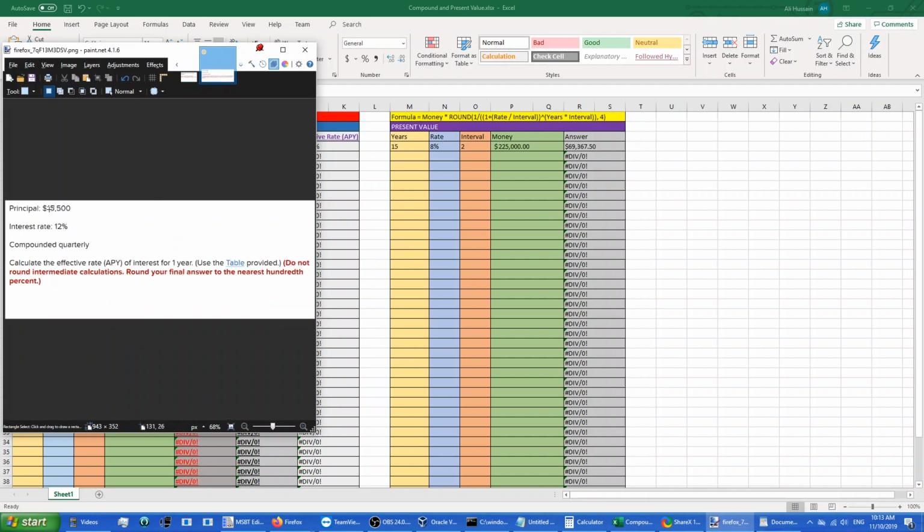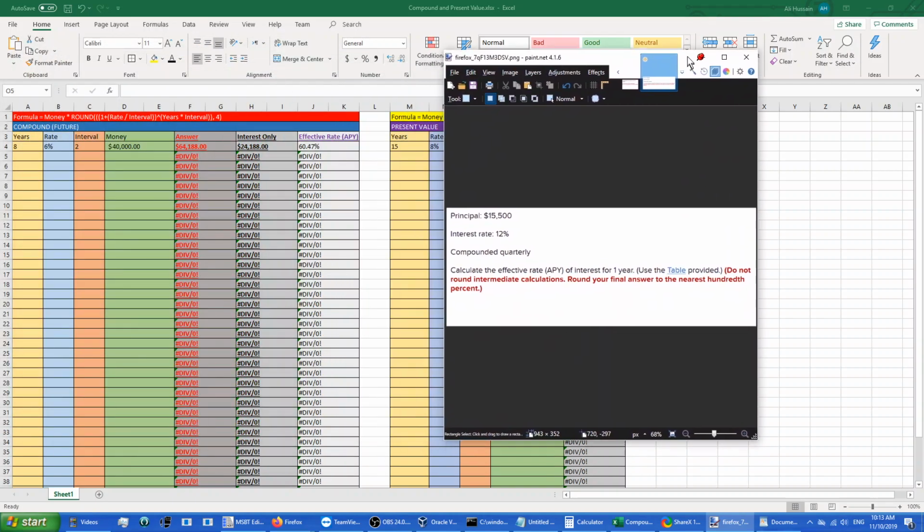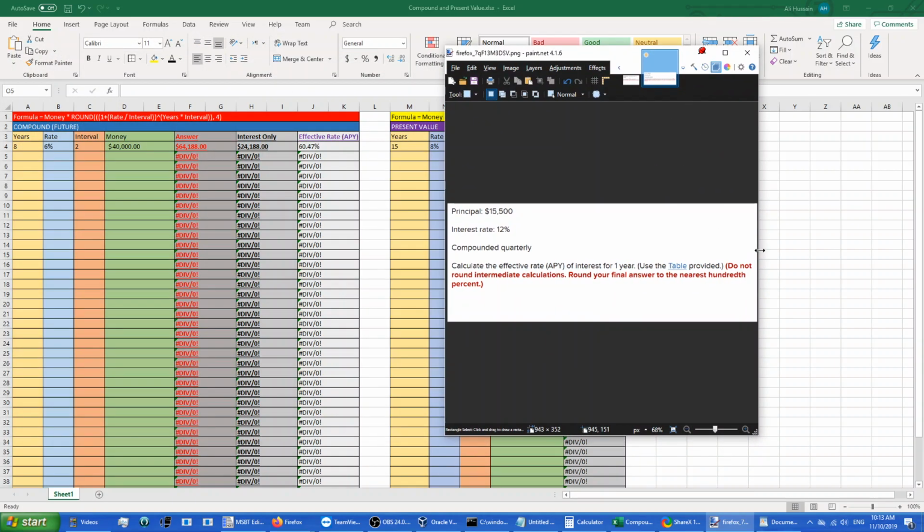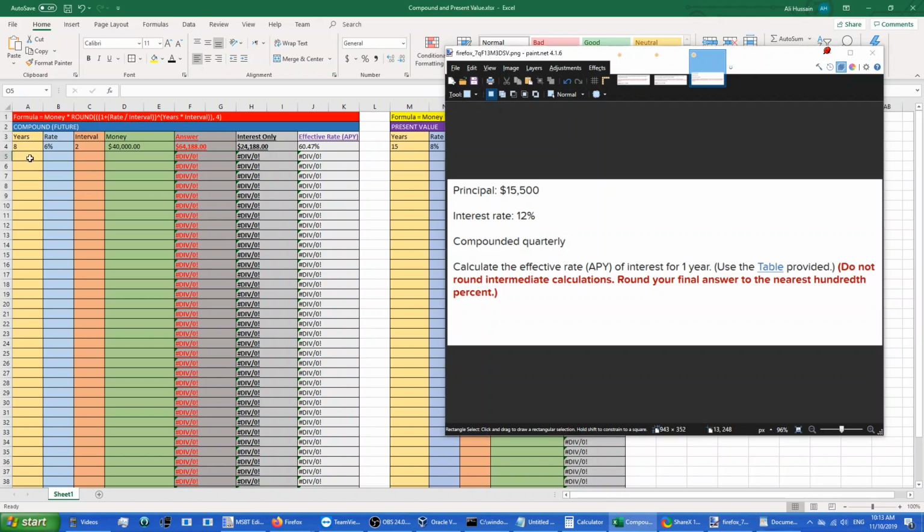The principal is $15,500. The interest rate is 12%, compounded quarterly. And for 1 year. For the effective rate, we always do 1 year, if I remember correctly. So we'll just go here and put the years 1. The rate was 12%. Interval compounded quarterly, so 4. The money, $15,500. The effective rate would be 12.55.